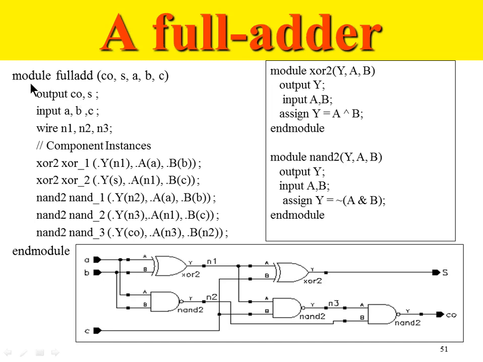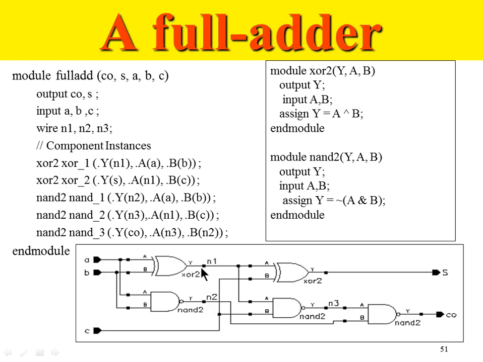So I go to my full adder module, full add. CO is carry out, S is sum, A, B, C are inputs, C is carry in. Out of which CO and S are single bit output ports. A, B, and C are single bit input ports. Now I need wires called N1, N2, and N3. I need 3 wires. Why do I need them?